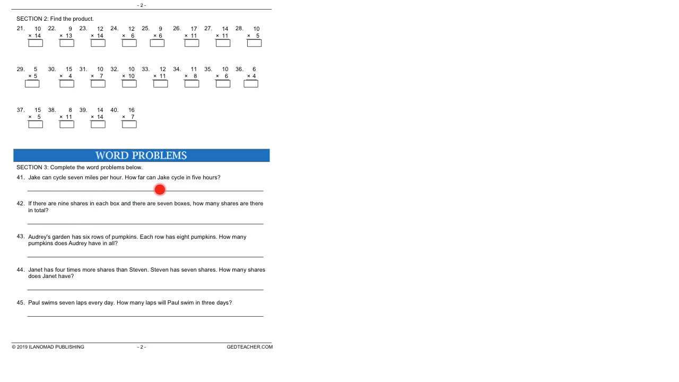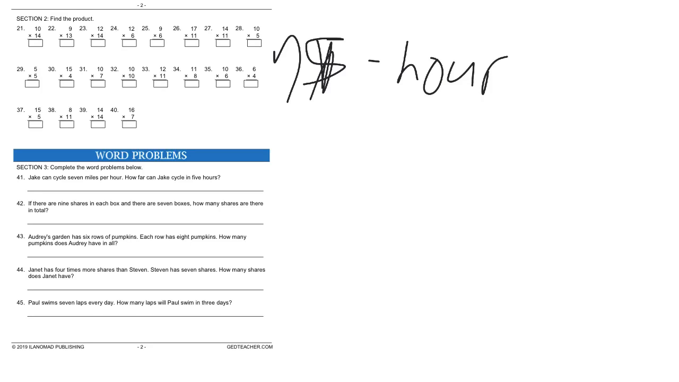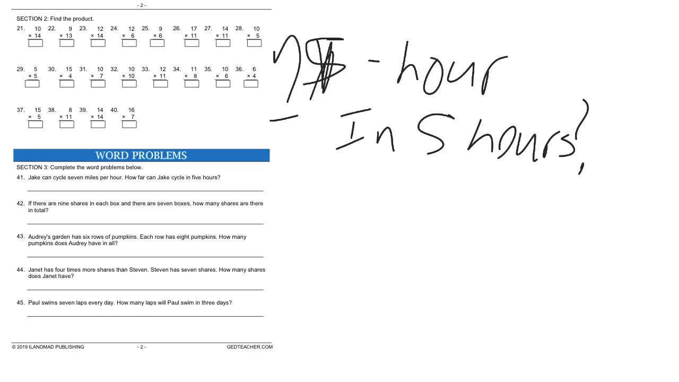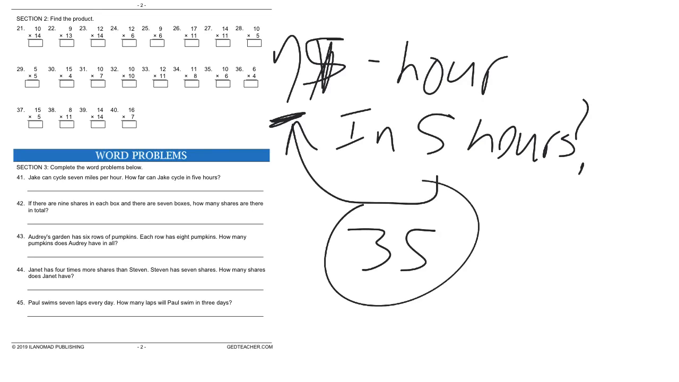Jake can cycle 7 miles per hour. How far can he cycle in 5 hours? Okay, so again, you see that he can cycle 7 miles in 1 hour. And then the question is, how far can he go in 5 hours? So again, you know you're doing multiplication because conceptually, the original number, the 1 hour, the 7 miles he can do, well, then you just multiply that by the 5 hours he intends to ride. 7 times 5 gives you 35.